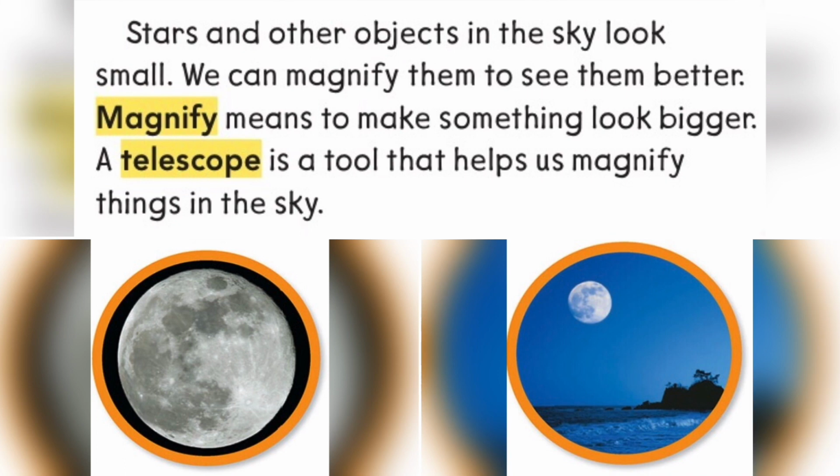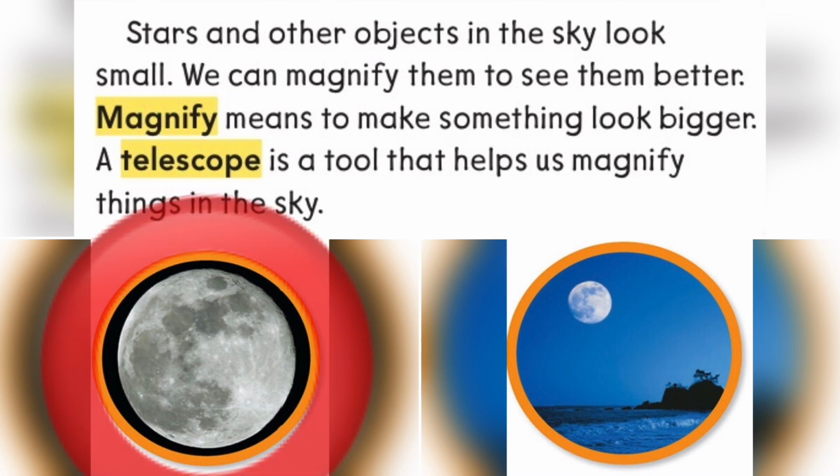Stars and other objects in the sky look small. We can magnify them to see them better. Magnify means to make something look bigger. A telescope is a tool that helps us magnify things in the sky. Which picture of the moon shows what the moon looks like underneath a telescope? Very good. It's the picture of the moon where the moon looks the biggest.